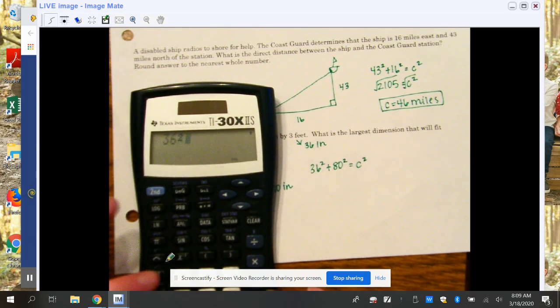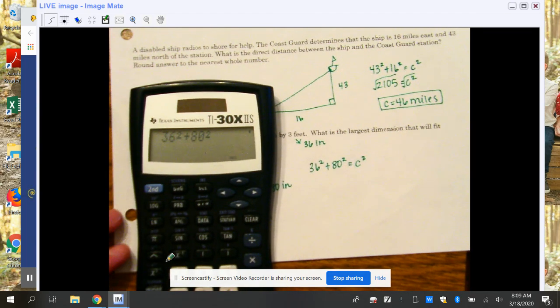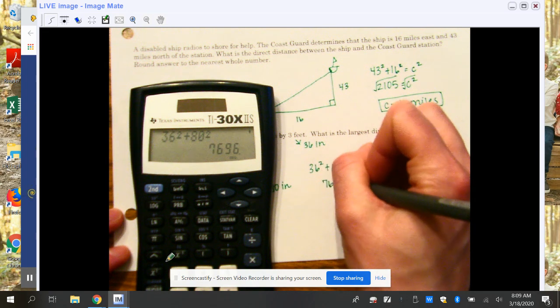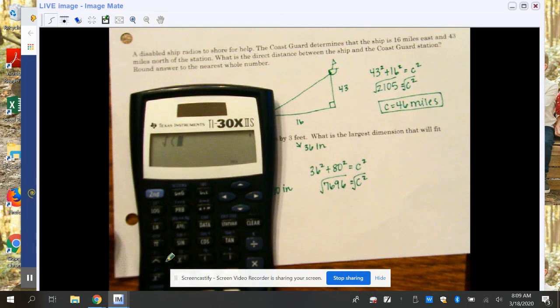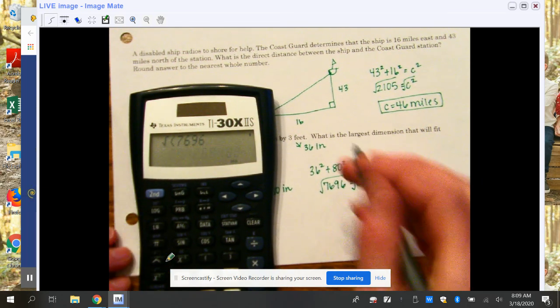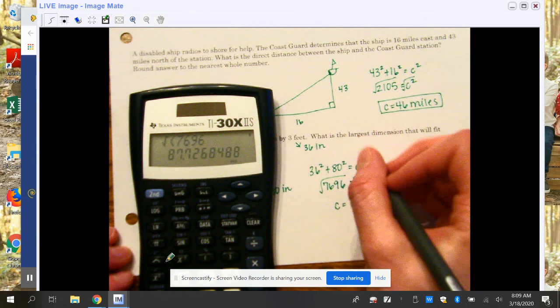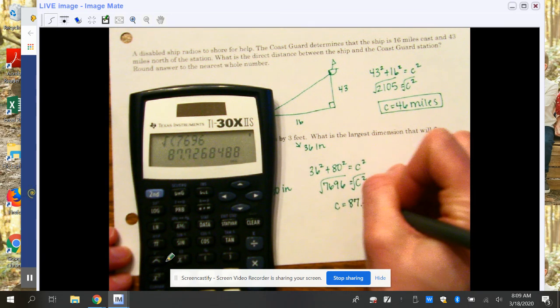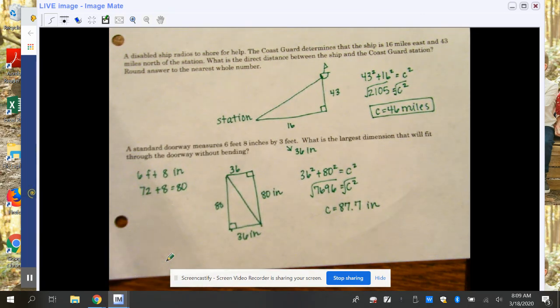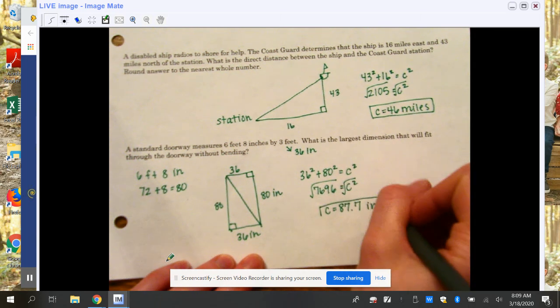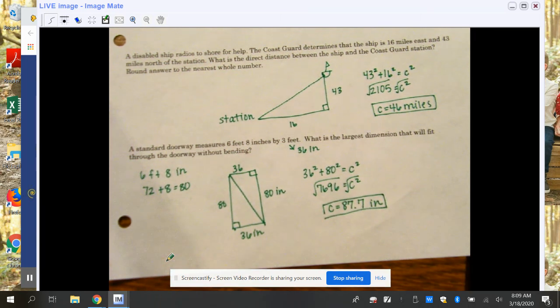36 squared plus 80 squared is 7696. When I take the square root, I get about 87.7 inches. And honestly, I probably should round down to just 87 inches because if it's exactly, it may not fit. So even if I rounded down to like 87 and a half, that might be a little bit better for this particular problem, but we'll just leave it as 87.7.